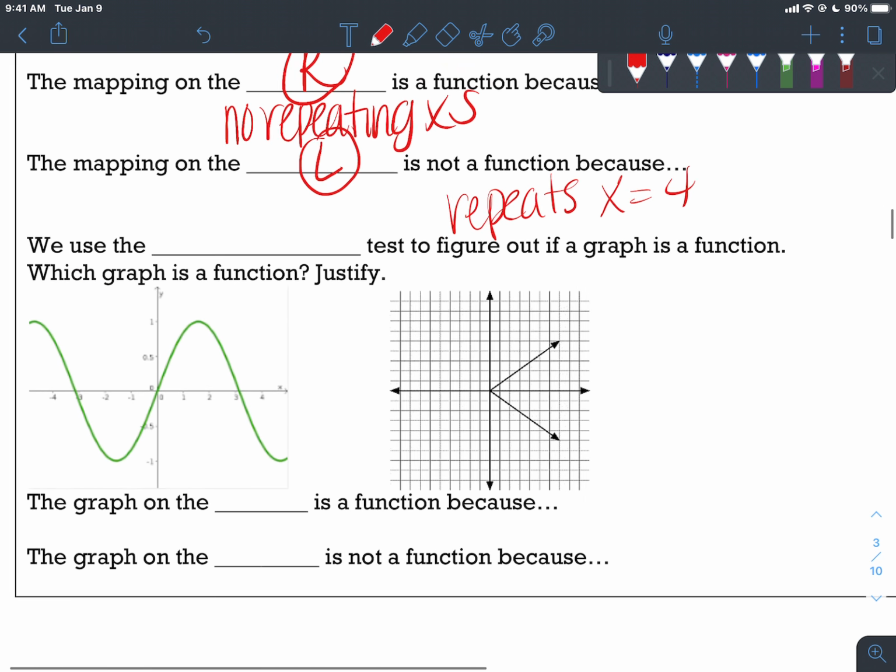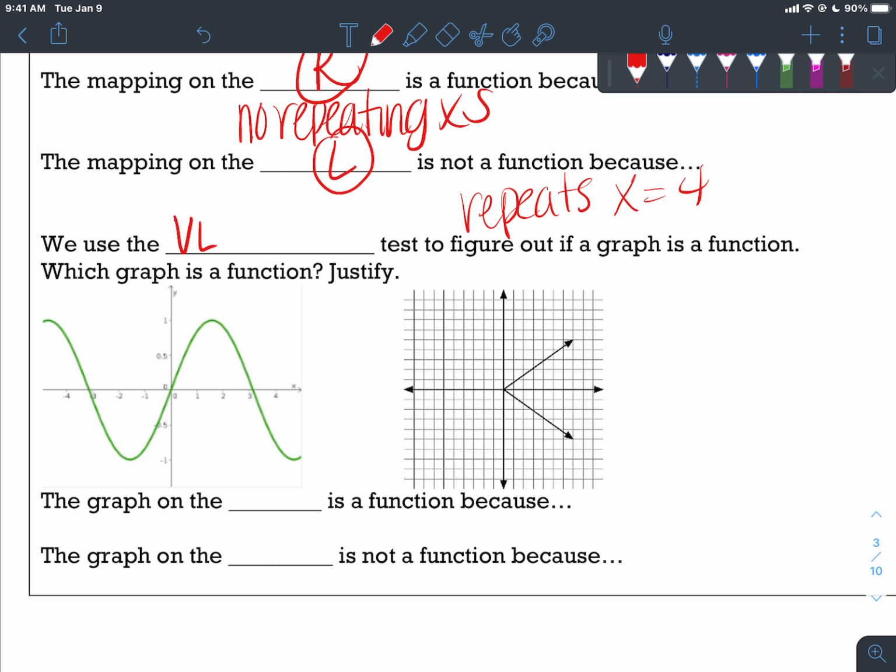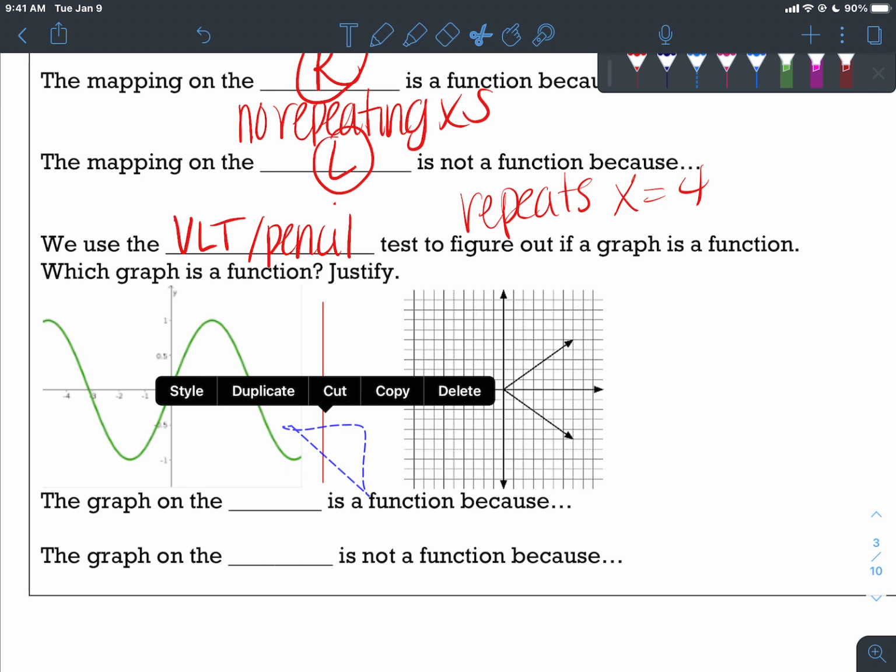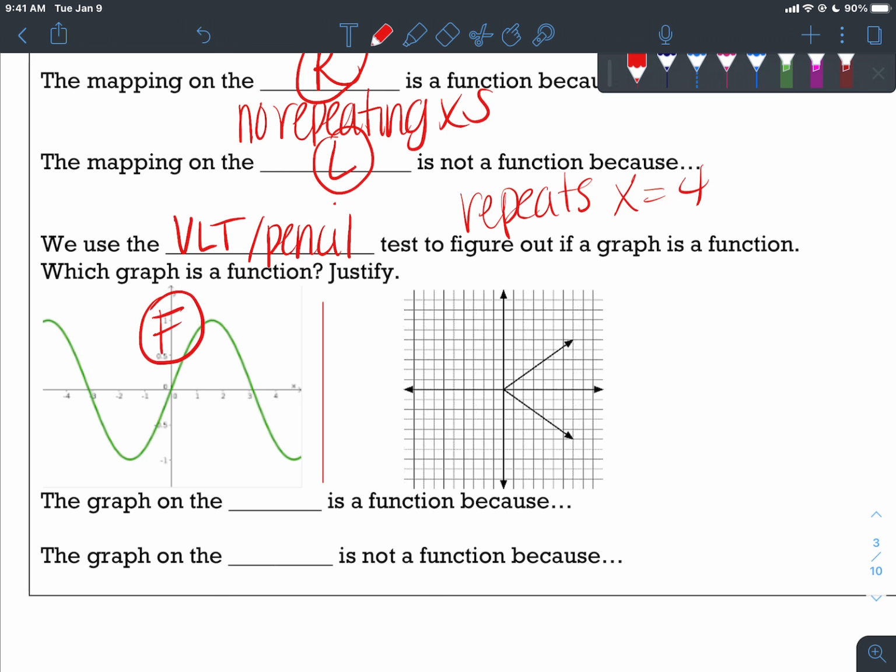So, of course, whenever dealing with graphs, we use the vertical line test, sometimes called the pencil test, to figure out if a graph is a function. So I'm going to go ahead and get my pencil together here, get a straighter one. Okay. So I'm going to take my pencil, I'm going to run it all the way across, and we'll see if they're going to touch more than once. Nope, it is not. That is a function.